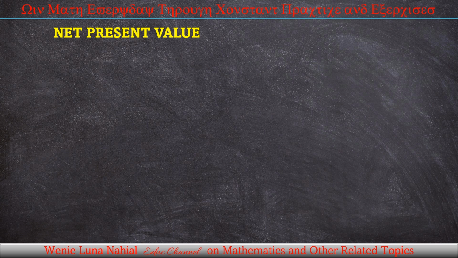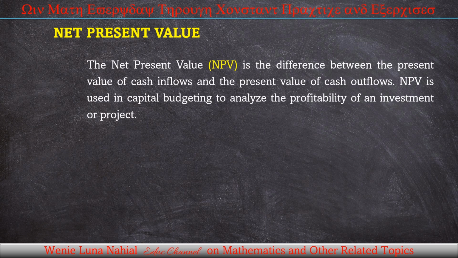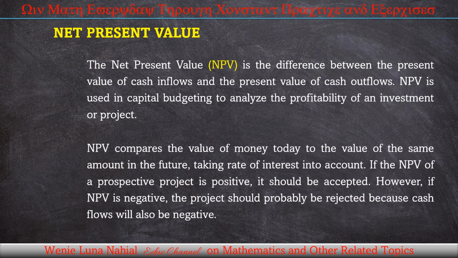Let's also understand what is meant by net present value. The net present value, NPV, is the difference between the present value of cash inflows and the present value of cash outflows. NPV is used in capital budgeting to analyze the profitability of an investment or project. NPV compares the value of money today to the value of the same amount in the future, taking rate of interest into account. If the NPV of a prospective project is positive, it should be accepted. However, if NPV is negative, the project should probably be rejected because cash flows will also be negative.